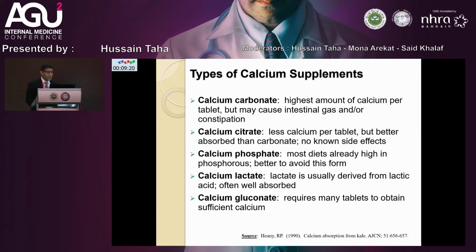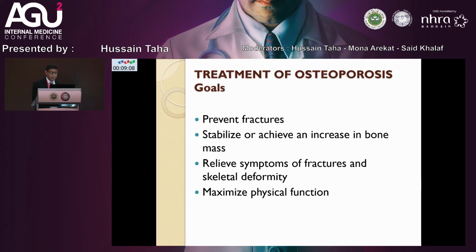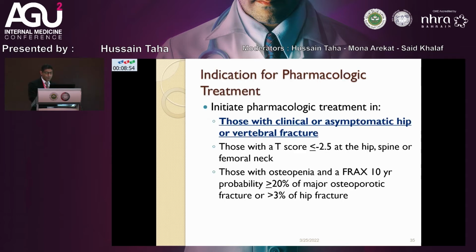Types of calcium: there are many types of calcium. Calcium carbonate has the highest level of calcium saturation. However, calcium citrate is highly absorbable with fewer side effects. Treatment goals of osteoporosis: mainly prevent fractures, stabilize or achieve an increase in bone mass, relieve symptoms of fractures and skeletal deformity, and maximize physical function.